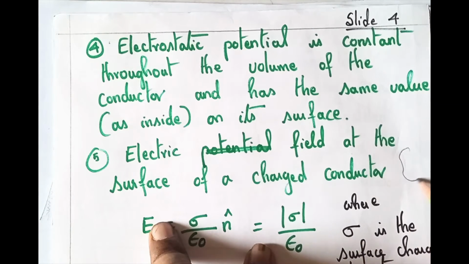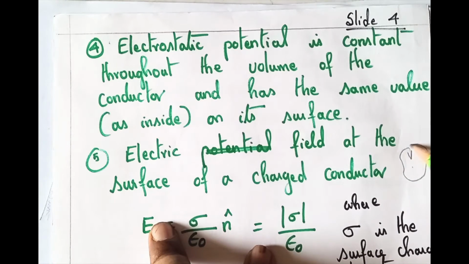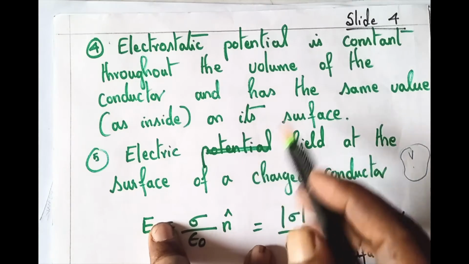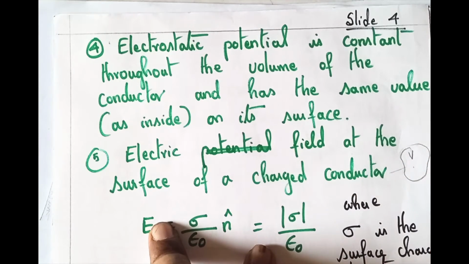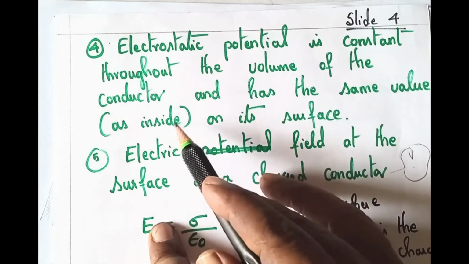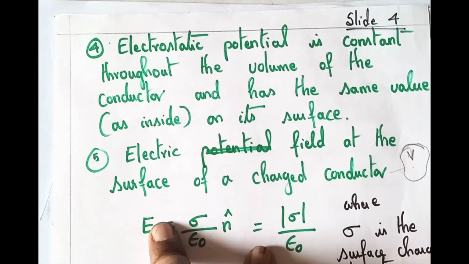Suppose this has some volume. The electrostatic potential, V, is constant throughout the volume of the conductor, even though the shape is irregular, and has the same value on its surface. So the electrostatic potential V inside the conductor and on the surface of the conductor has the same value. It is not going to change.